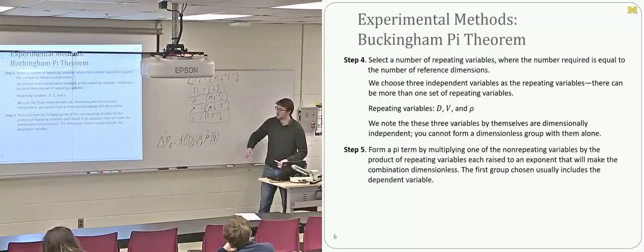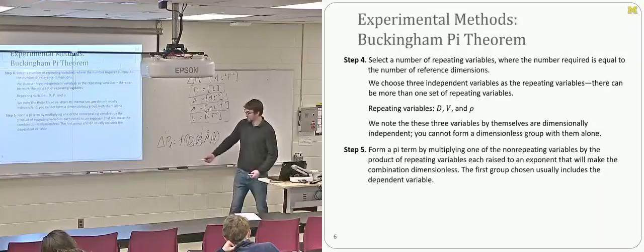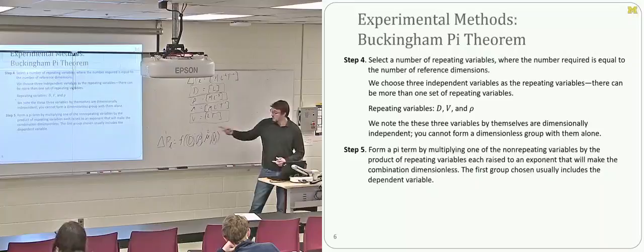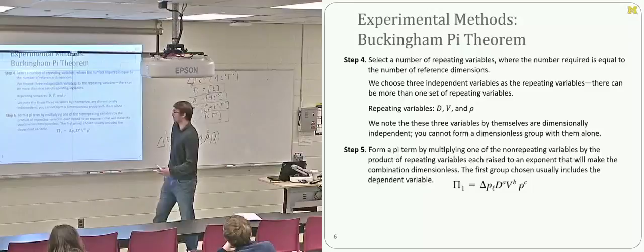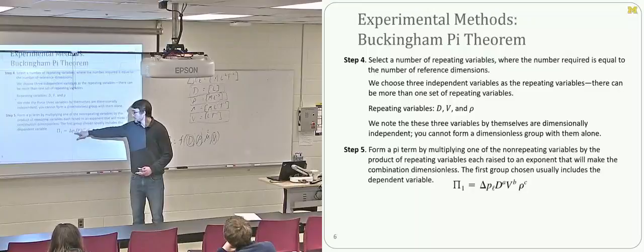We perform this once for each of our non-repeating variables. So our first one's going to be our dependent variable here, the pressure drop per length. And we want to use this to create a pi term. And the way we're going to do that is by multiplying it by some arbitrary combination of our repeating terms. So we write something like this, where pi 1 is equal to our non-repeating term times each of our repeating terms raised to an arbitrary power.